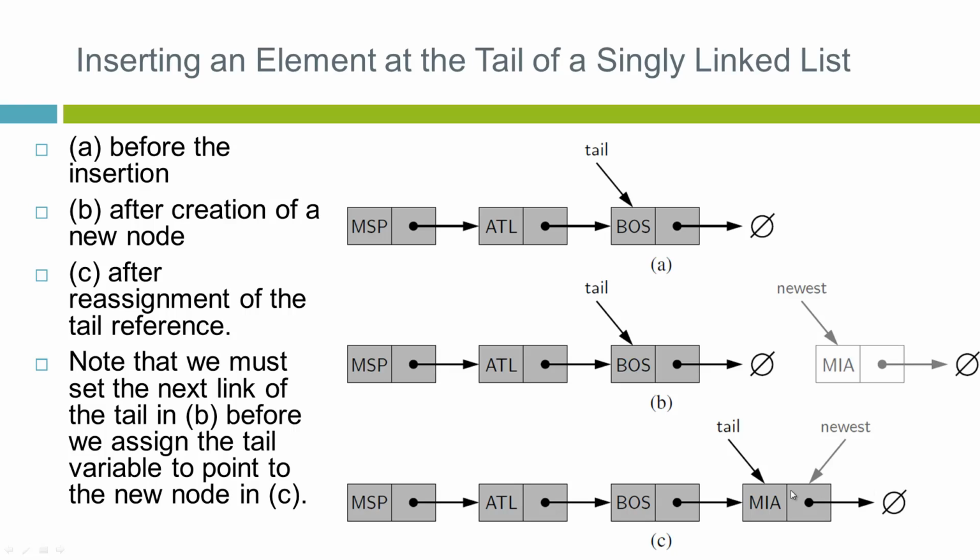It's important to note that we must set the next link of the tail, in this step B, before we assign the tail variable to point to the new node in C here. So we set up our new node and then first point it to none before pointing our previous tail to the new tail node.